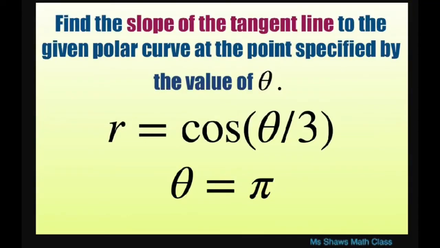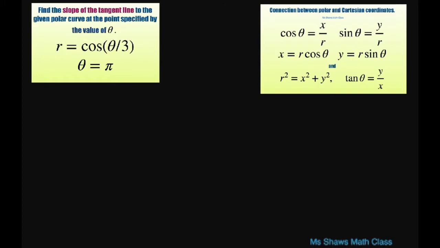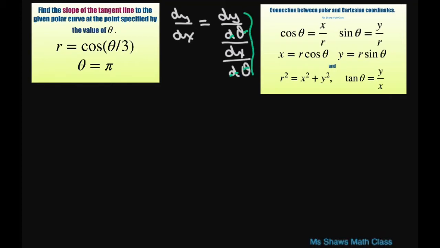Hi everyone, we're going to find the slope of the tangent line to the given polar curve r equals cosine of theta divided by 3 and at the point theta equals pi. So what we want to find is the derivative of y with respect to x, so we can find the slope of the tangent line. For us, this is going to be the derivative of y with respect to theta divided by derivative of x with respect to theta, because these are equivalent since these two cancel out. This is more specifically what we're going to do.